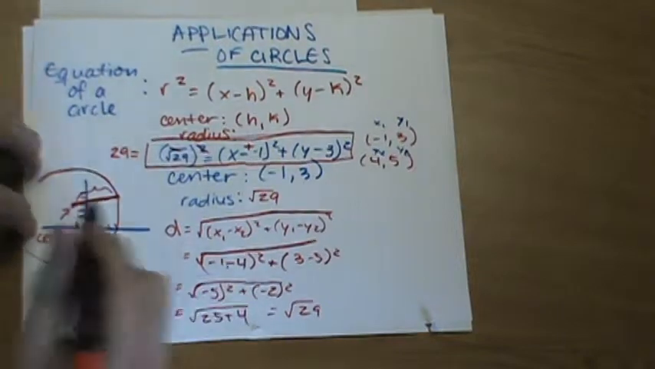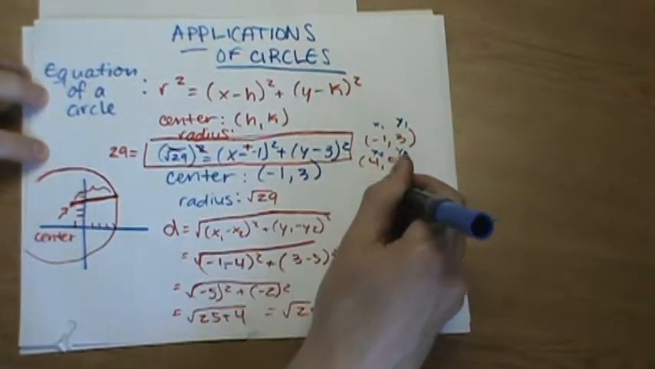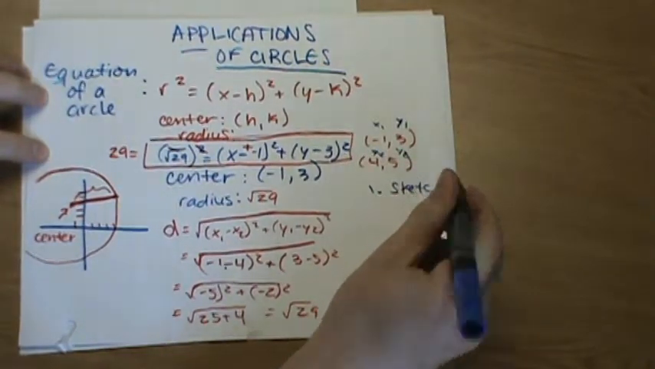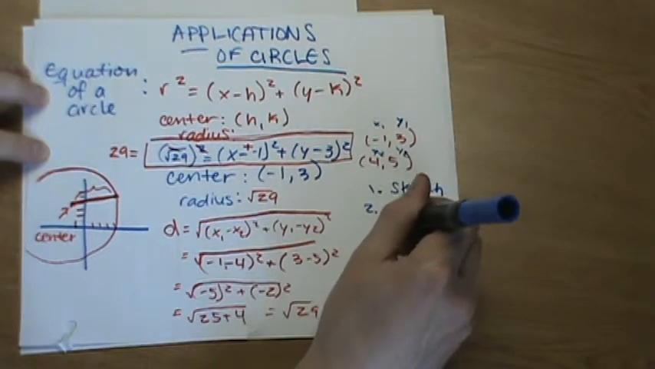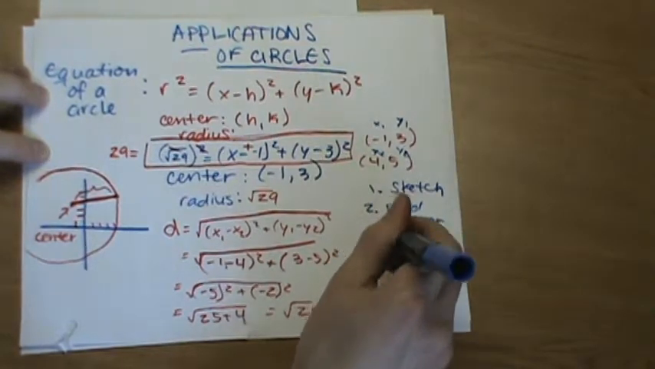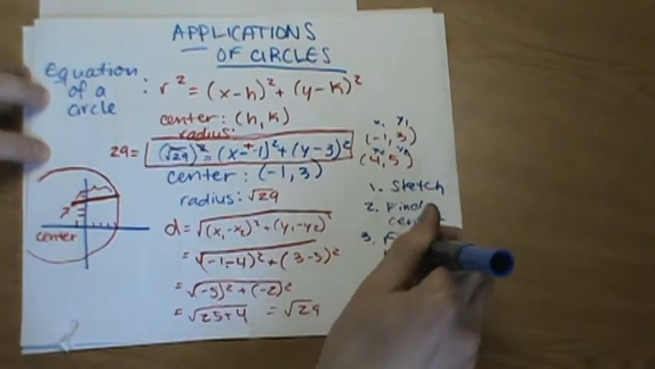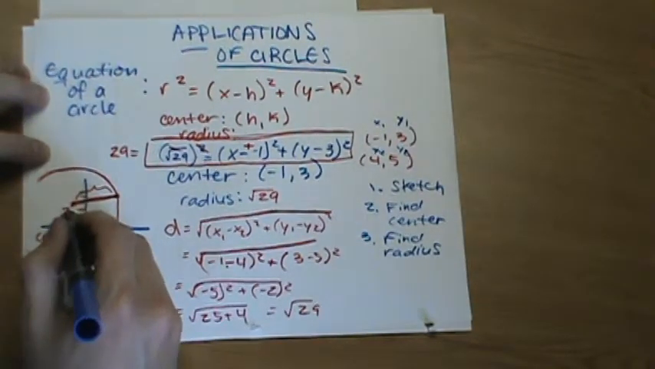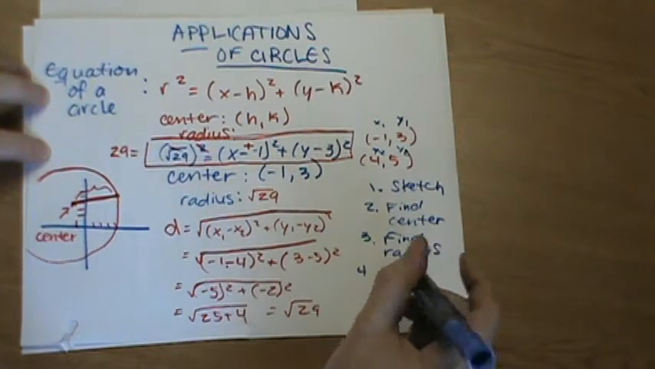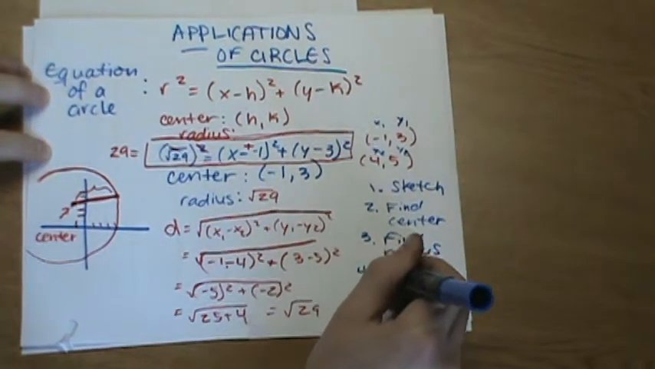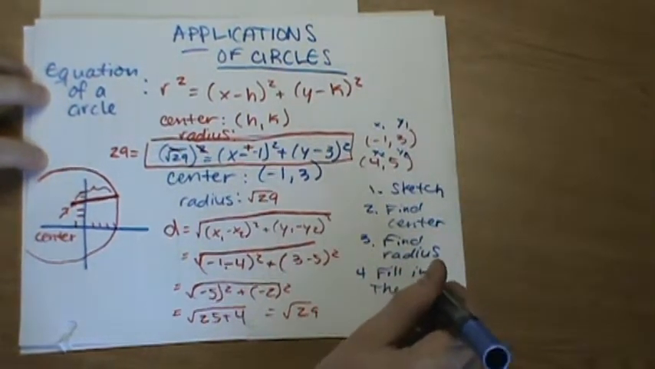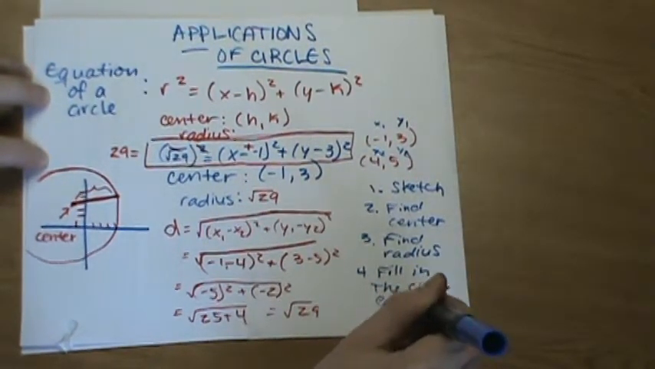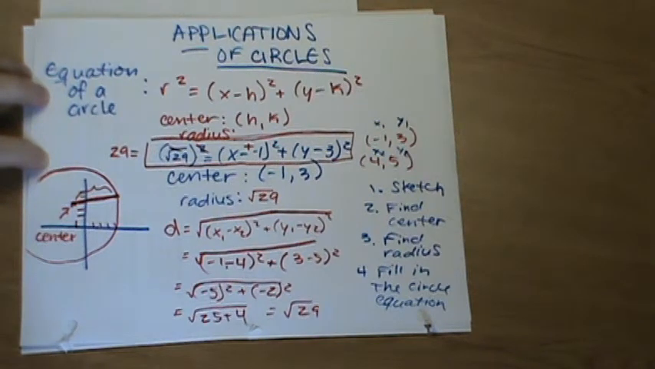Okay, so our steps, right over here. Sketch the graph and the points. You want to find the center. It's usually in the problem. Find the radius, which we had to do, which is the distance between the center and the point. And then finally, you want to fill in the circle equation. Those 4 steps will help you find your equation for a circle, given a point.